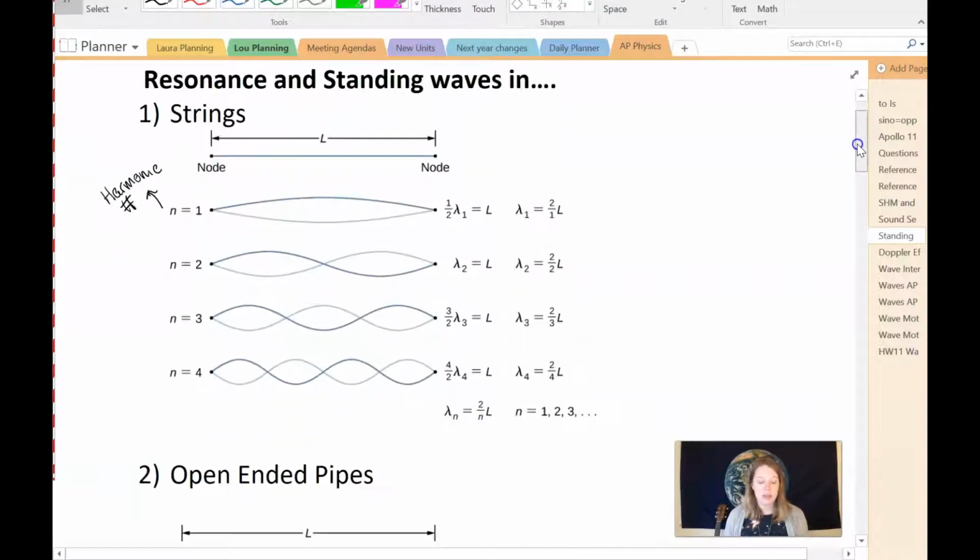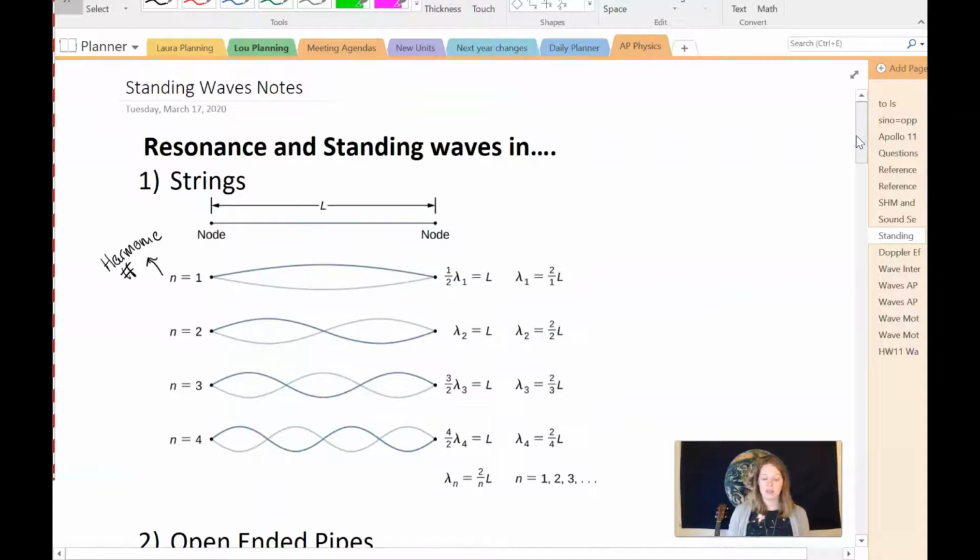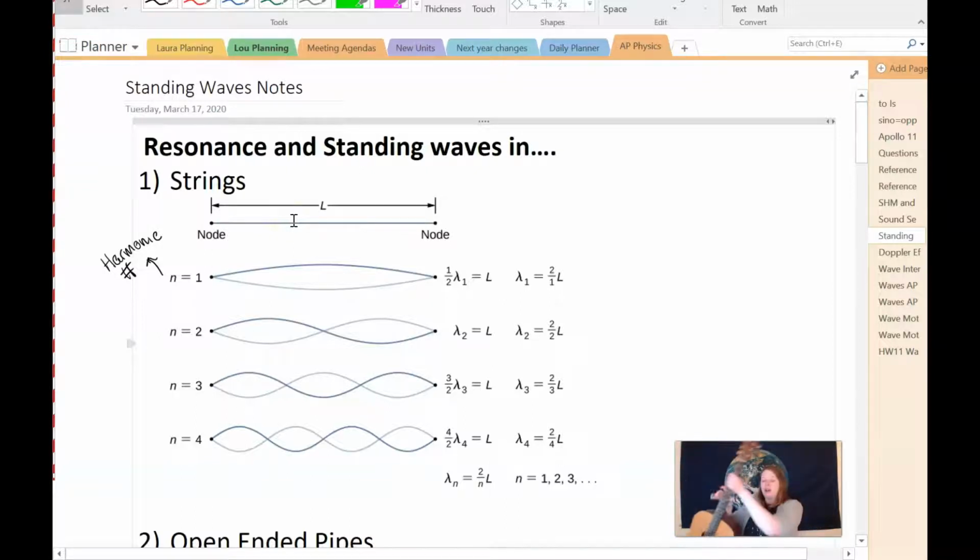If you want to take notes on this, you can. I am going to export this as a PDF and attach it to Schoology as well. So if we have a string that's fixed at both ends, my husband let me borrow his guitar, kind of like this awesome guitar. If we put energy into the string, it has a fundamental frequency. And that frequency is the frequency that it makes sound at.